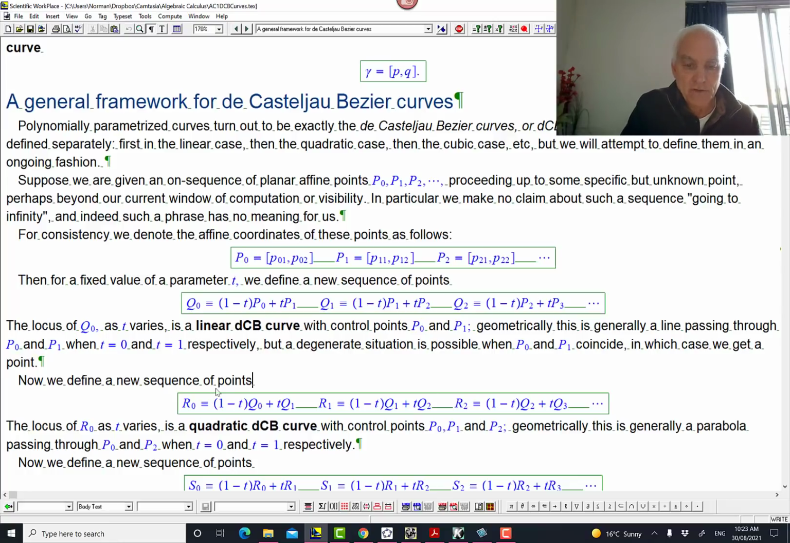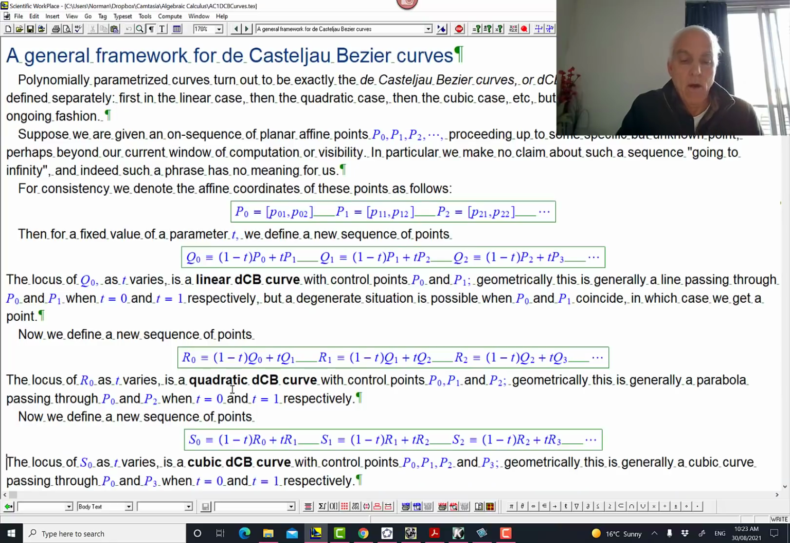Okay, so now let's concentrate on this R0. Well, the locus of R0 as t varies is a quadratic DCB curve with control points P0, P1, and P2. See, R0 depends on Q0 and Q1, and Q0 depends on P0 and P1, while Q1 depends on P1 and P2. So altogether, this R0 depends on P0, P1, and P2, but none of the other Ps.